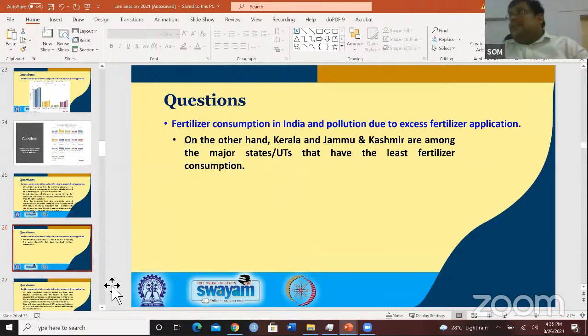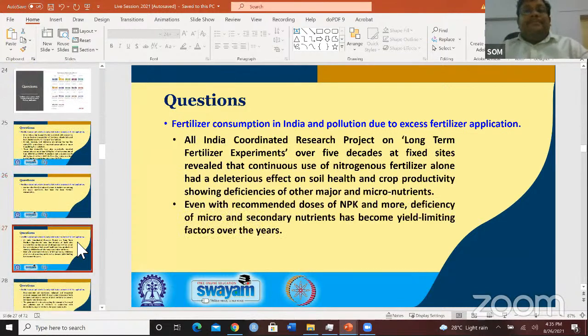Now, on the other hand, just the opposite scenario: you can see Kerala and Jammu and Kashmir are among the major states or union territories that have the least fertilizer consumption. So, that gives the basic overview of the fertilizer consumption scenario in India.